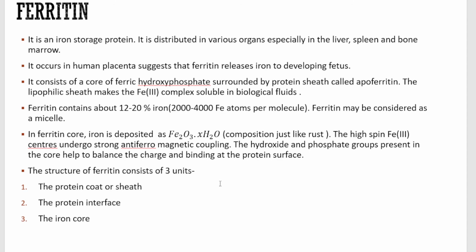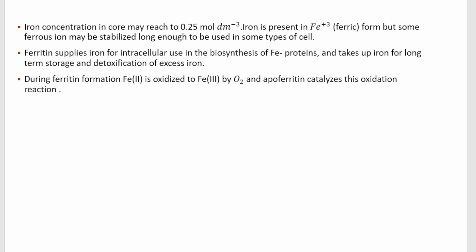So what are the three units in the structure? Definitely there's an iron core which is present in the center, and then there is a protein interface, wherein the core and the protein are attached. That interface is there, and then there is a protein coat next to the interface. So, in the core, the iron concentration may reach around 0.25 mole per dm cube. And iron, you know that in the core, it is present as ferric, that is Fe+3, but some of them may also be present in Fe+2, that is the ferrous iron form.